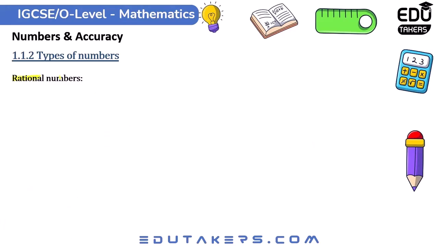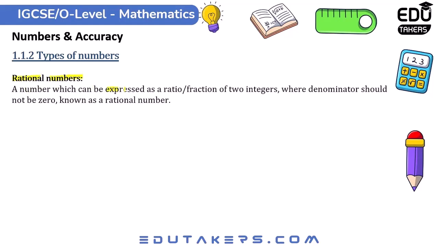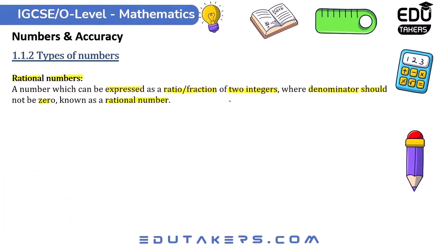Next is rational numbers. A number which can be expressed as a ratio or fraction of two integers, where denominator should not be 0, is known as a rational number. That means there should be two integers, let's say p over q, where q is not equal to 0 and p and q belong to integers.